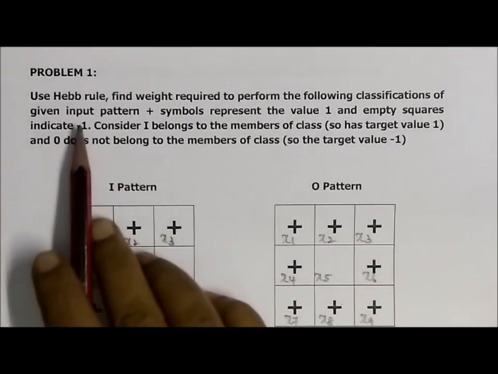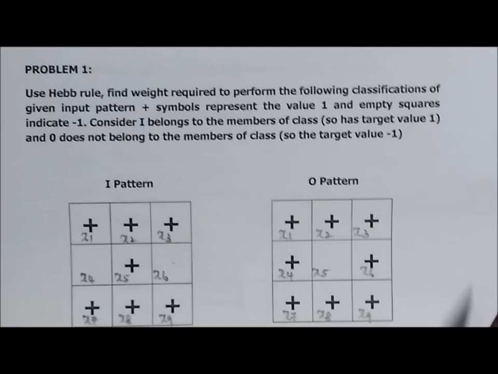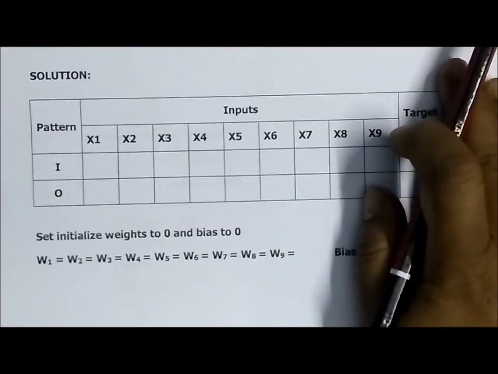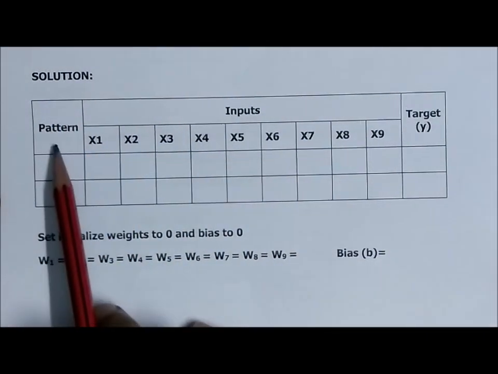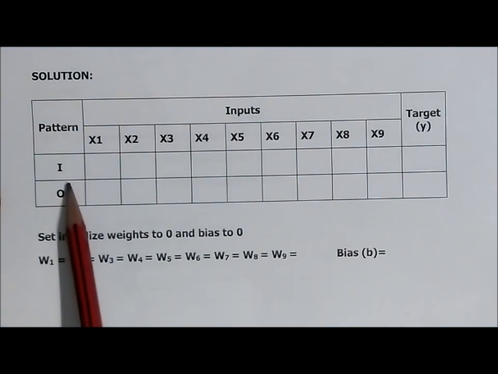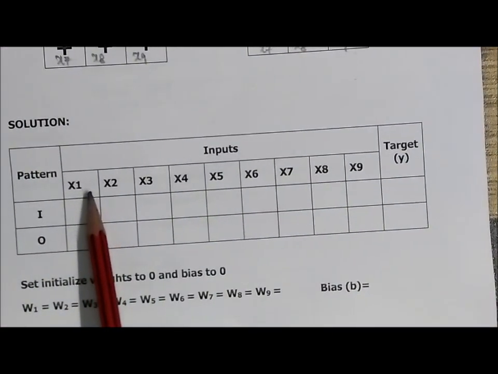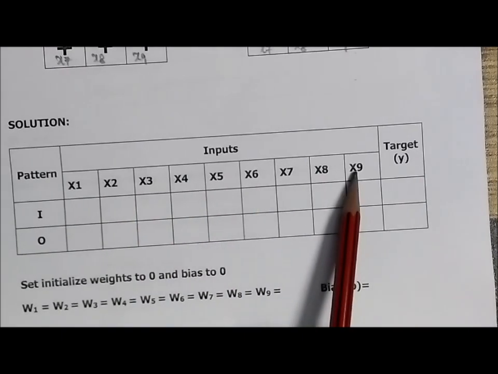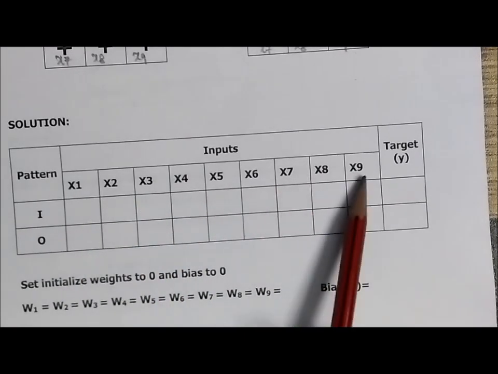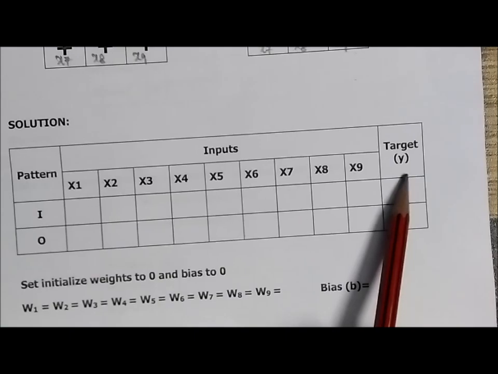Now let us find the solution for this problem. First, we have to specify the pattern. What are the two patterns we have? I and O. See here the I pattern and O pattern. Now we have to specify the input. How many inputs are we having? X1 to X9 and the target value is Y.